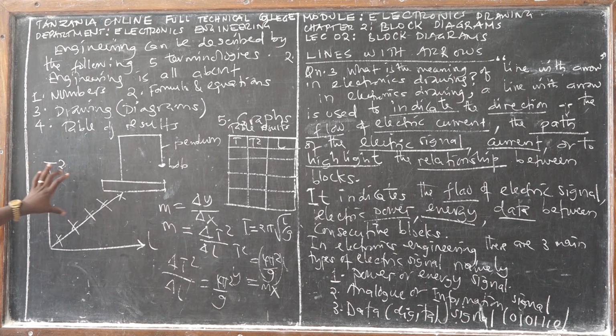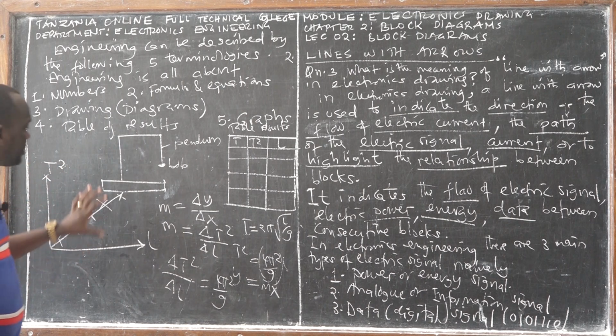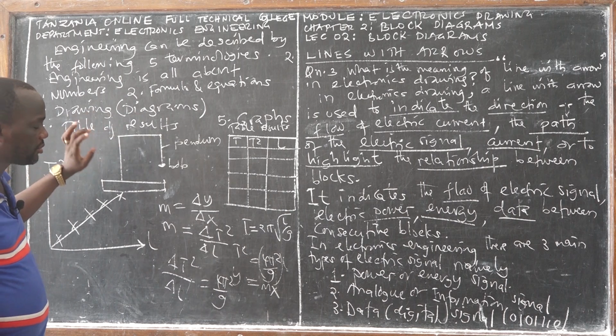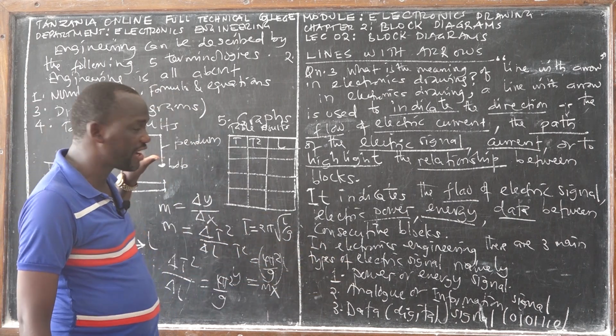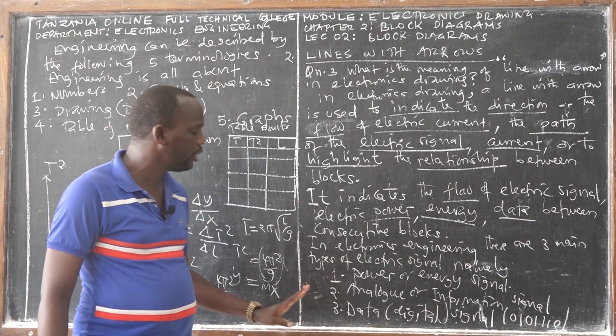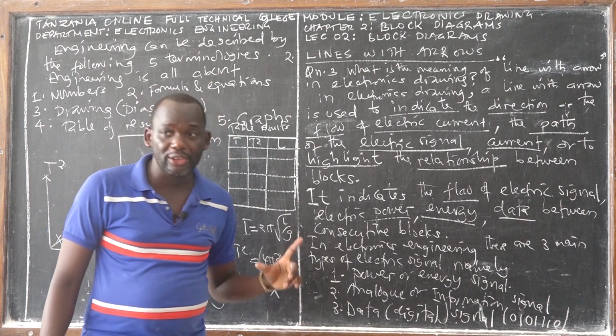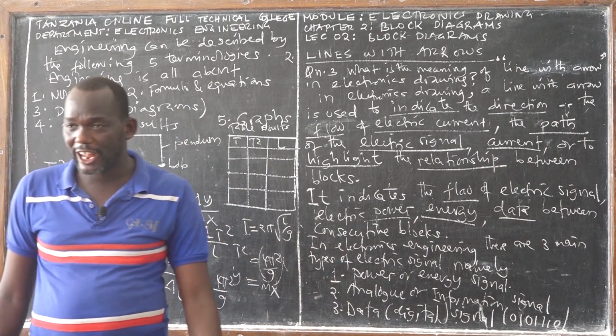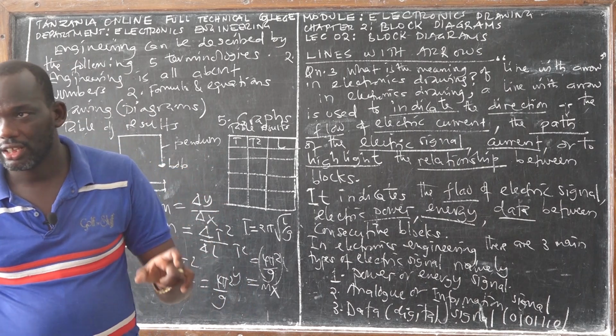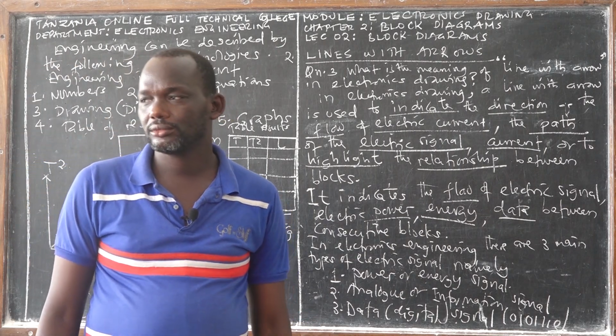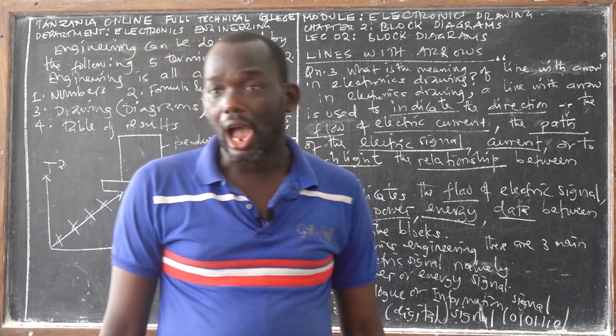So why did I mention this? Because you will see the importance of drawings or diagrams. I just wanted to draw the graphs. I want to explain about power signal, analog signal, and data signal by using graphs in order to give you the picture of how we can differentiate them. Are we together?